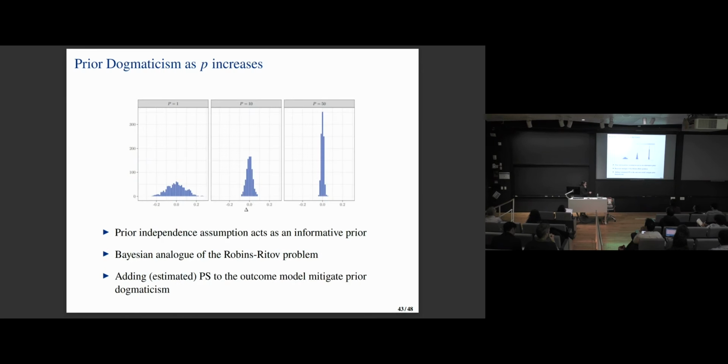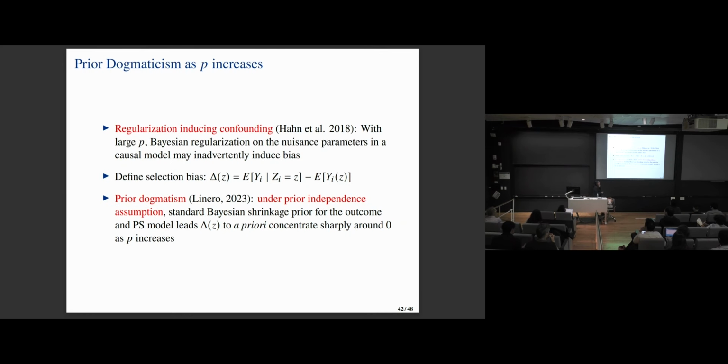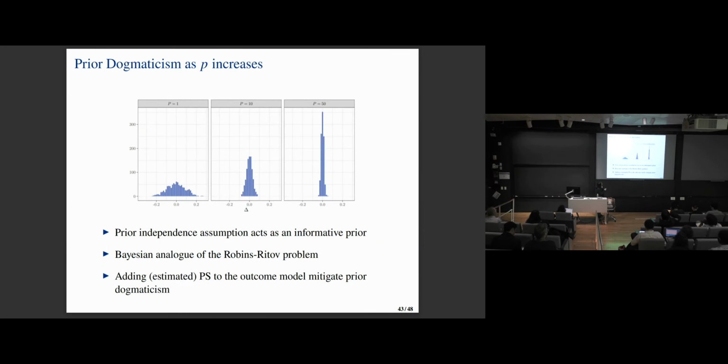Okay, what does that mean? Bayesian often uses very standard priors like spike and slab, or Bayesian nonparametric priors. But it turns out that if you assume this prior independence, which we take for granted, this assumption itself enforces very strong information in the analysis. He showed this example, where p is the number of covariates. When p equals 1, this is the posterior concentration of the selection bias. It's relatively flat around 0, right? But what is troublesome is that as your number of covariates increases, this will just sharply concentrate around 0.